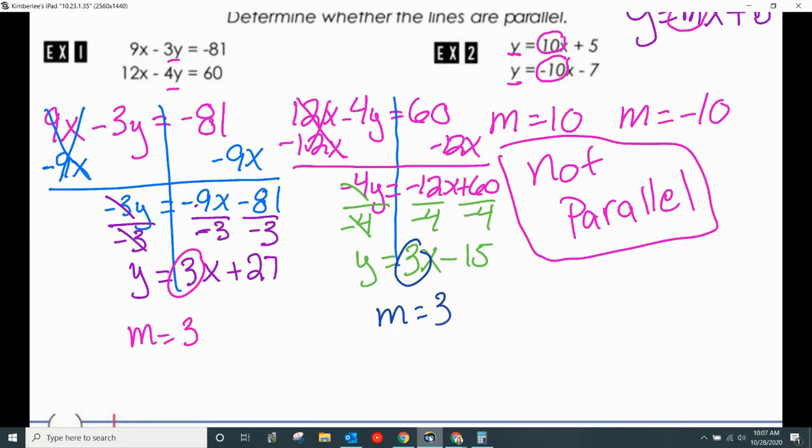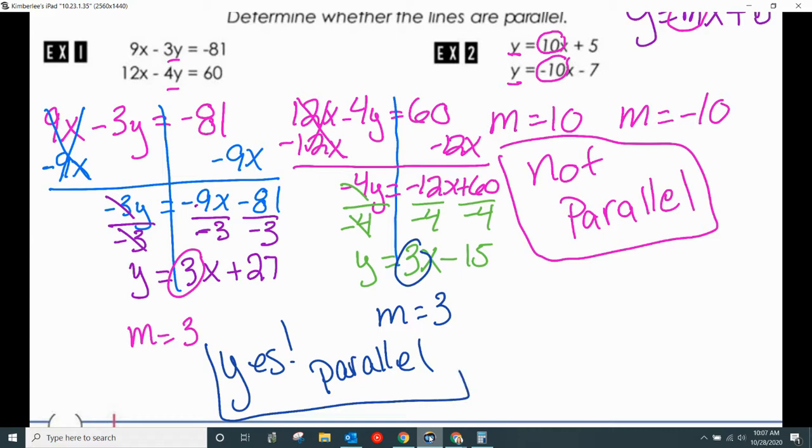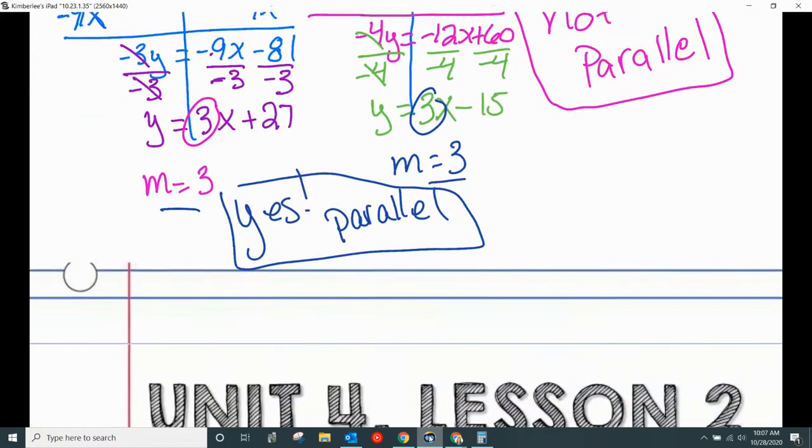So yes, these are parallel, because I have 3 and 3. Those are the exact same slopes. So therefore, they're parallel lines. So that's how you determine if you're given equations if they're parallel or not.